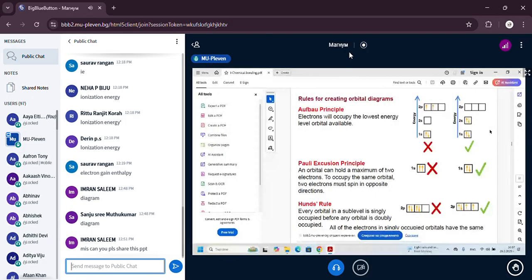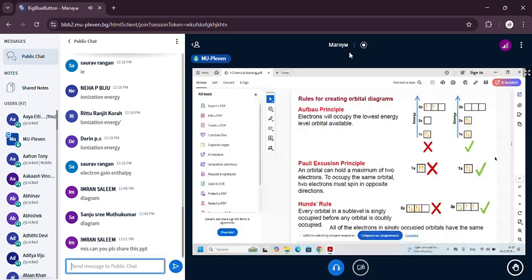According to Pauli's exclusion principle, each atomic orbital can be occupied by a maximum of 2 electrons. And these 2 electrons should have opposite spin. So when we prepare orbital diagrams, this is wrong. 2 electrons in 1 atomic orbital should have opposite spin.